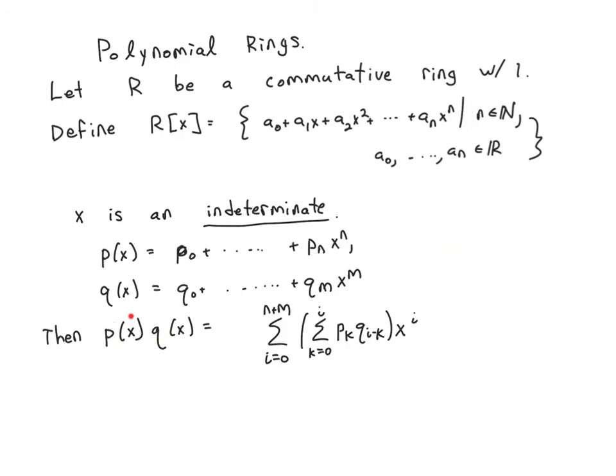And then it turns out there's another formula for multiplication. It's given by this formula. We know that the product of two polynomials should have degree n plus m. And it turns out the coefficient of x to the i is given by this formula. So you sum as k goes from 0 to i, p sub k times q sub i minus k.